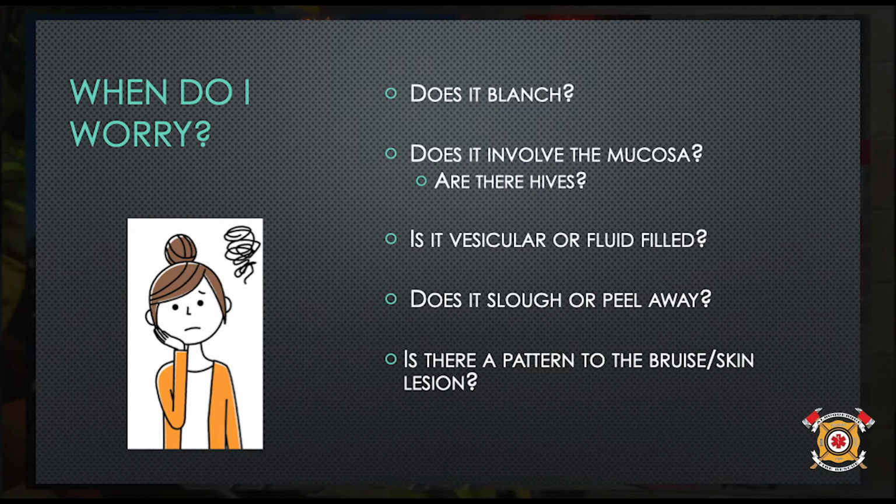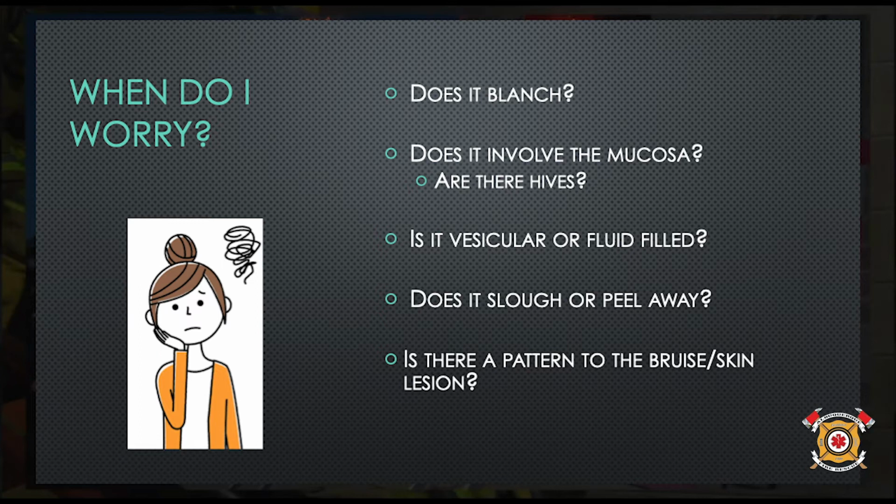The first one being, does the rash blanch? That means if you press on the skin itself and the skin turns white, the rash sort of disappears, and that tells us that it's not as concerning. So if it does blanch, it's not concerning. If it doesn't blanch, then it is. Does the rash involve the mucosa? The mucosa involves the eyes, the nose, the mouth, and the genitals. If you do have a rash that involves the mucosa, you're worried, and we can talk about why. And then you also want to ask another question, are there hives?